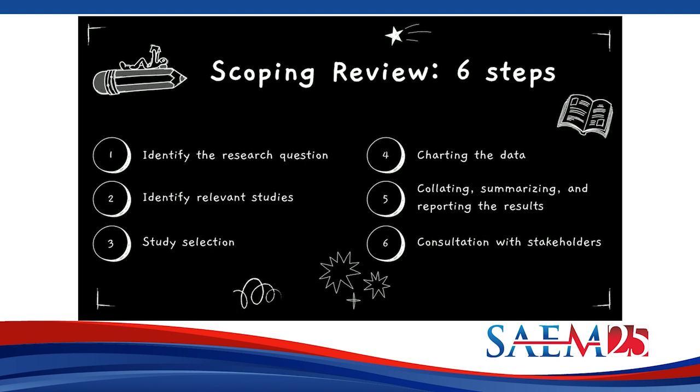So scoping reviews generally follow 6 steps. This is fairly similar across the different types of guidelines. Number 1, you identify a research question, you identify the relevant studies, you select the studies, you chart the data, you collate, summarize, put it into some form of thematic analysis, and then there's consultation with stakeholders. The 6th one was originally considered optional but has largely become the expectation. And so we break these things down.